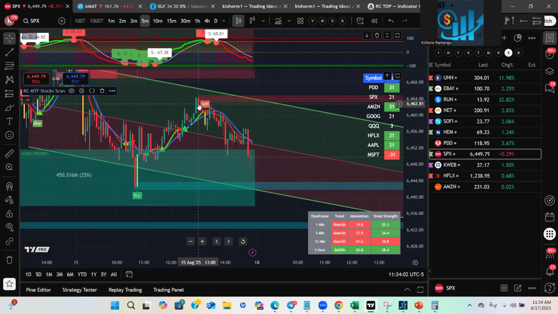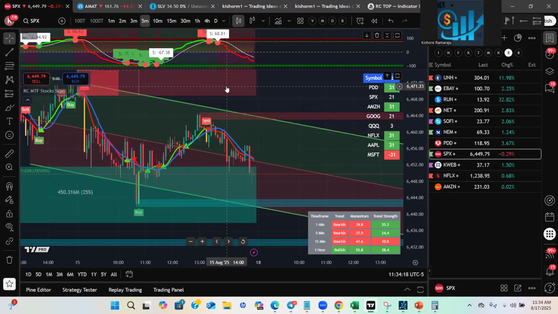Credit spread is instead of you paying some premium, instead of you paying some money, you are collecting the money. You sell a higher strike put, you buy a lower strike put. You sell this put, you buy this put. Or you sell this call, you buy this call. When you are at a resistance, you do a bear call spread. When you are at support, you do a bull put spread. So that is called an iron condor, a combination of both. So if price stays in between, you make money on both the directions.